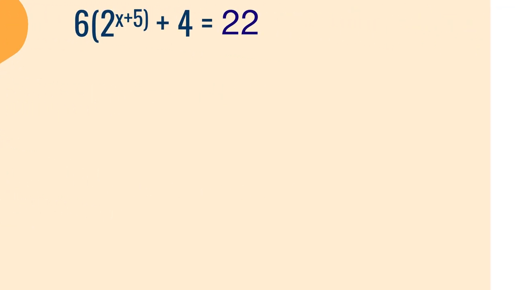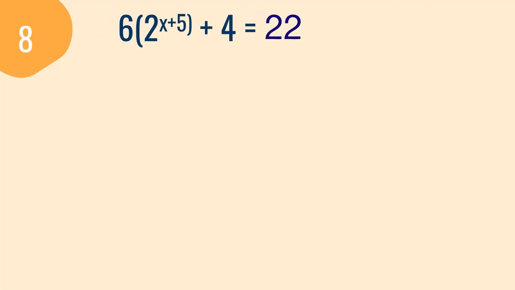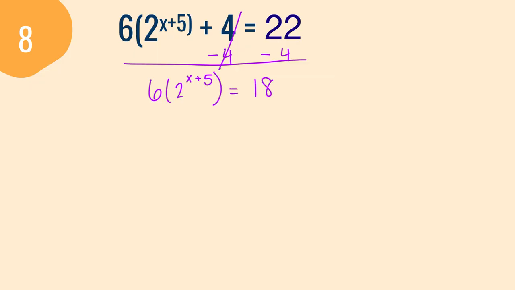Still the same process. I'm gonna go ahead and first subtract 4 from both sides of my equal sign. Okay, now I have 6 times 2 to the power of x plus 5 equals 18. Divide both sides by 6. I'm going to still have that 2 to the power of x plus 5 equals 3. I cannot get the same bases, so I'm going to use my natural logs to solve.